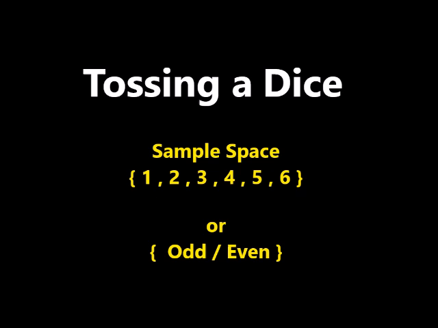Often there is more than one sample space that one can use to describe the outcomes of an experiment, but there is only one that will provide the most information. So if we toss a dice, then one sample space, which is a set of possible outcomes, is given within curly braces as 1, 2, 3, 4, 5, 6, while the other type of outcome with regard to tossing the dice is that it could be odd or even.